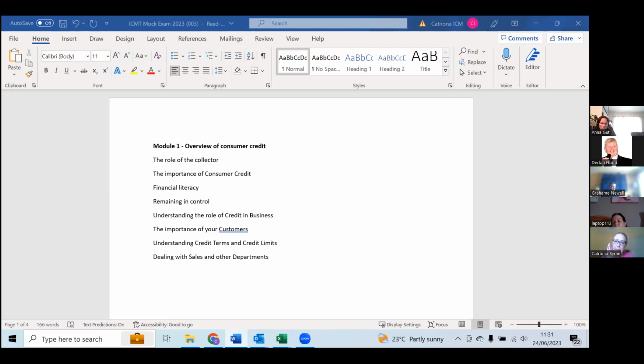So it's really understanding the role of credit in business. The starting point is understanding where credit fits into the business that you're working in yourself, and how it fits into a business in general. Importance of your customers.